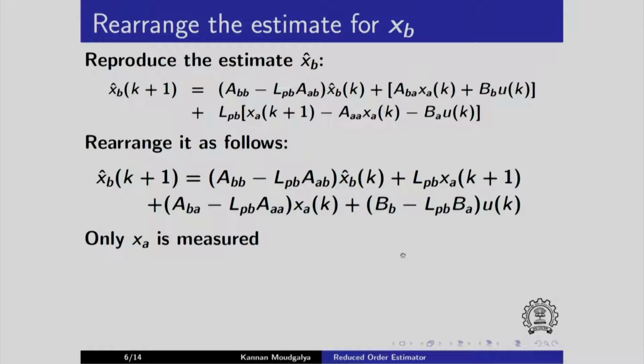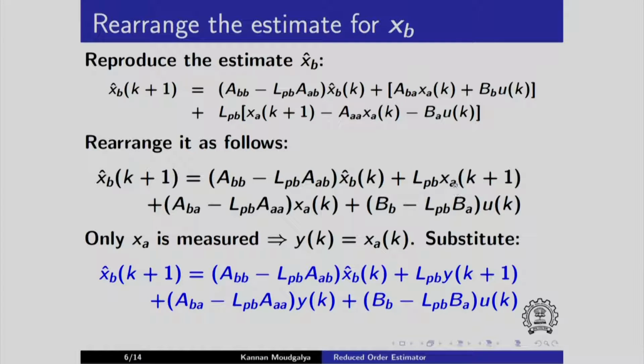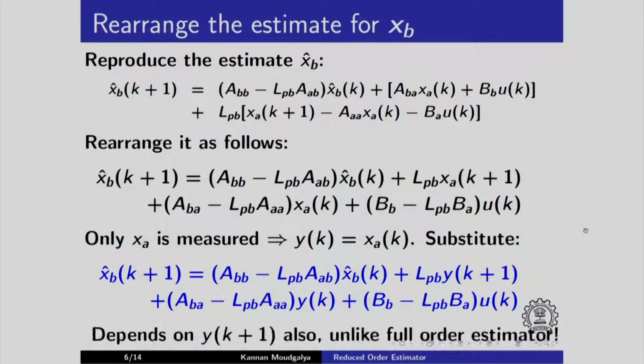Only XA is measured. Recall that Y is equal to XA because we directly measure XA. Wherever XA is there, we replace it with Y. This depends on Yk plus 1 also, unlike a full order estimator. What we will do is, in the next slide, we will bring this Y of k plus 1 to the left hand side and then write the same expression.